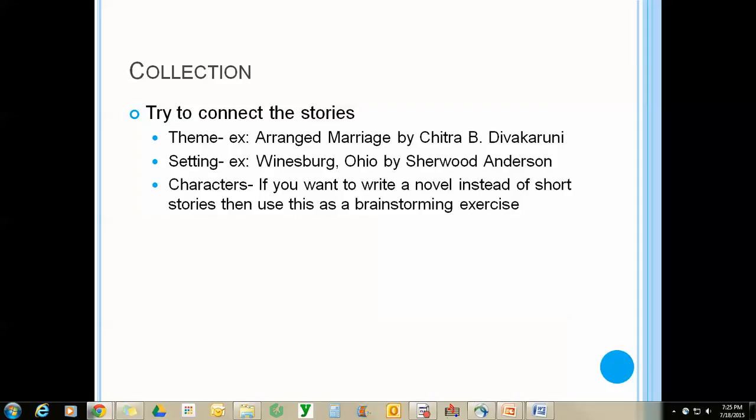The other option is to write about characters that perhaps you want to write a novel about in the future. So you can use this as a brainstorming exercise to create a novel, and it's up to you. But either way, try your best to connect the stories, whether you want to use this as a brainstorming exercise or just to practice, and then end up with a collection of stories that, who knows, maybe you can publish at the end if you actually finish them all. So either way, just think about what is best for you at this time.